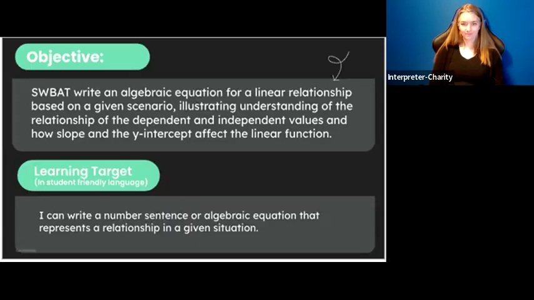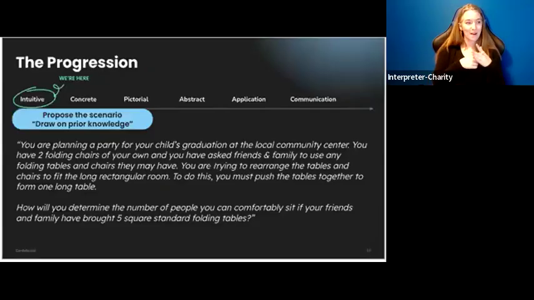All right, so we're going to be thinking about linear functions, and we're going to start at the beginning of Sharma's levels. And he says this is the intuitive level. And in the intuitive level, remember we talked about this is building on prior knowledge. So an example of this I might propose is you are planning a party for your child's graduation at the local community center. You have two folding chairs of your own, and you have asked friends and family to use any folding tables and chairs that they may have.